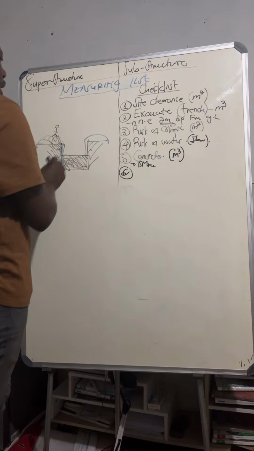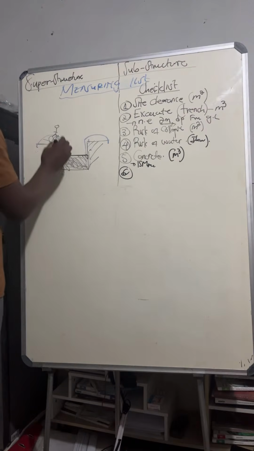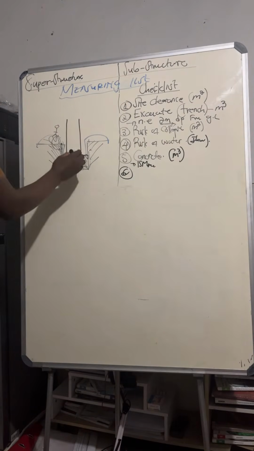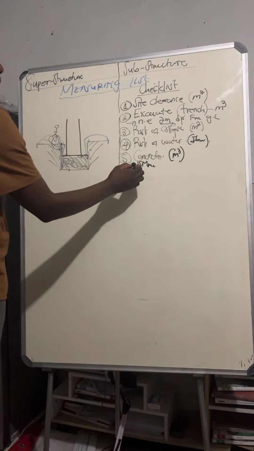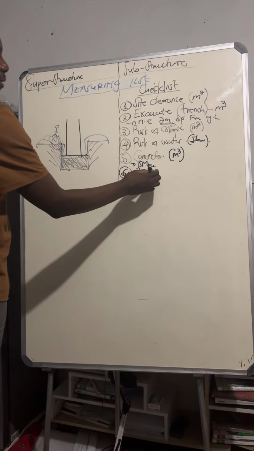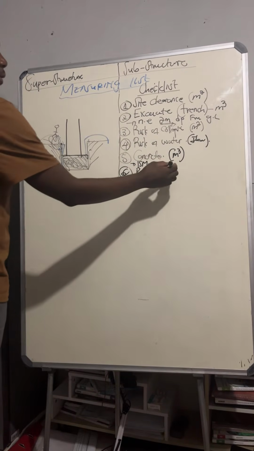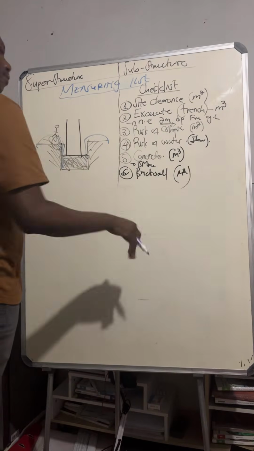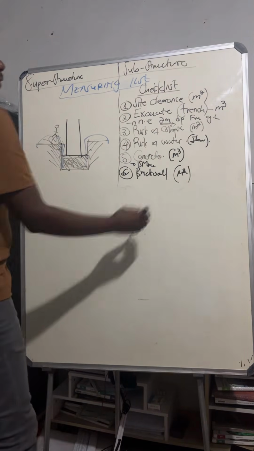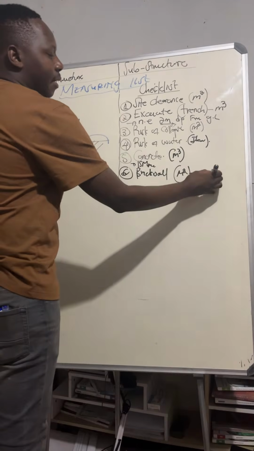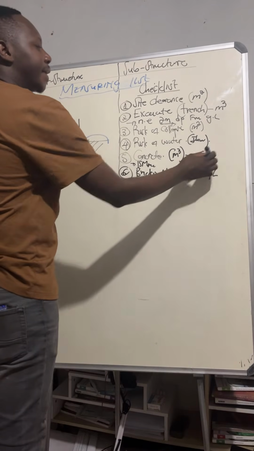Number 6. Now with the concrete done, what can we build? The foundation wall. That is a brick wall, but it's a foundation wall, from the underside, we're talking about ground floor down. So it's in square meters. This requires a center line. A center line is the main perimeter.